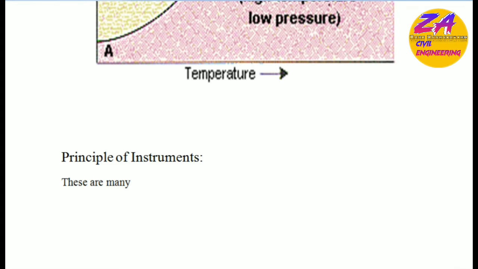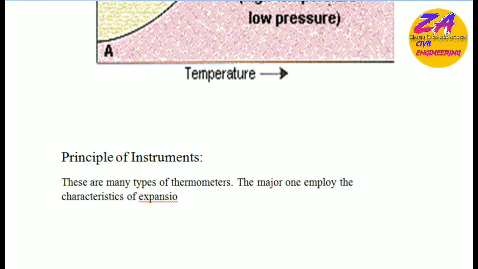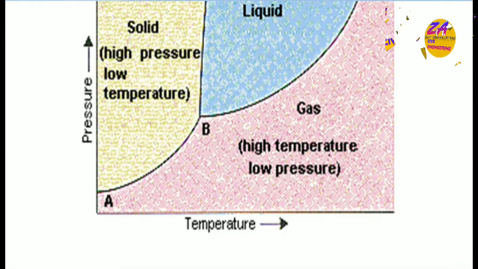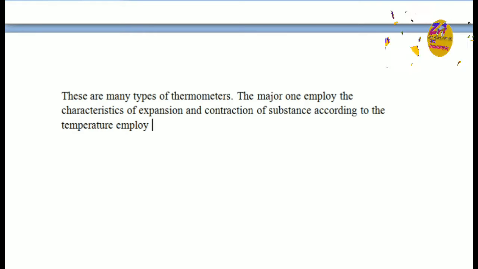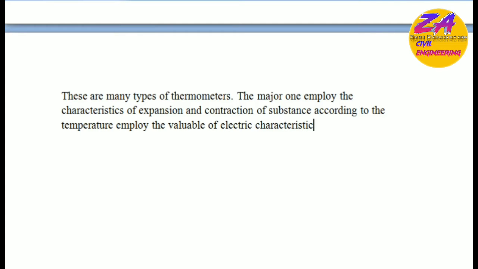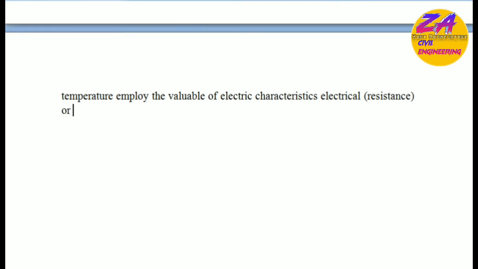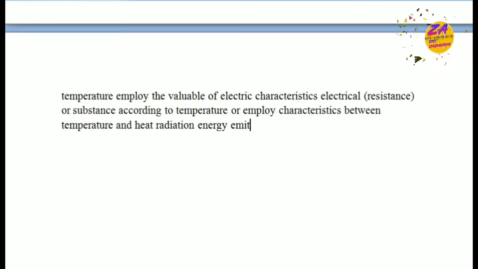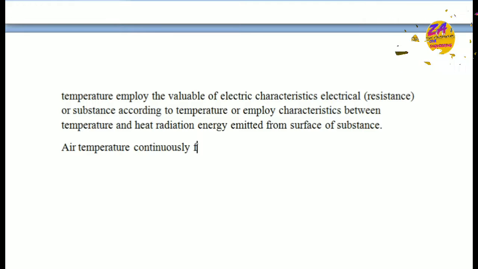Principle of instruments. There are many types of thermometers. The major ones employ the characteristics of expansion and contraction of a substance according to temperature, or employ the variables of electric characteristics, electrical resistance of a substance according to temperature, or employ characteristics between the temperature and heat, radiation energy emitted from the surface of a substance.